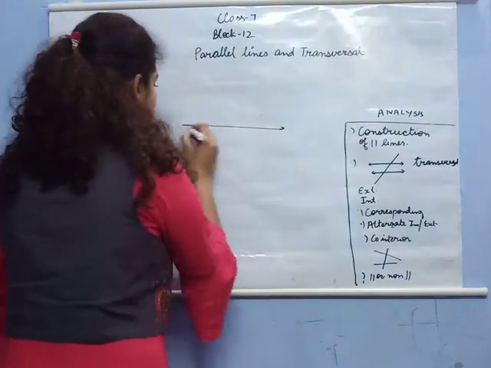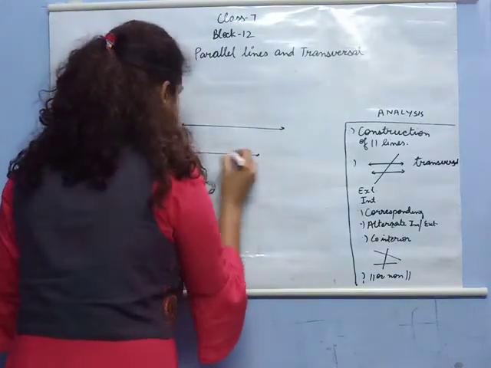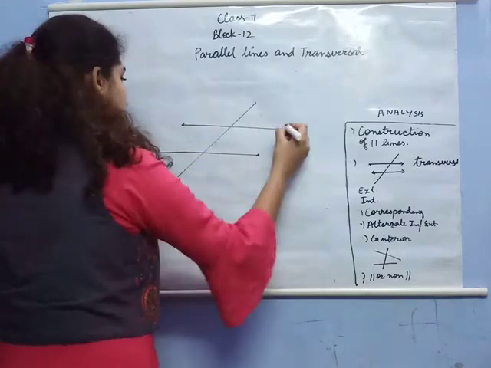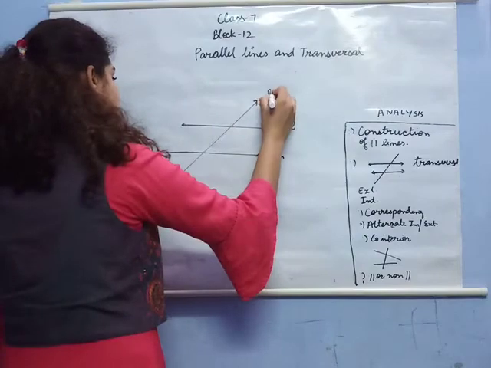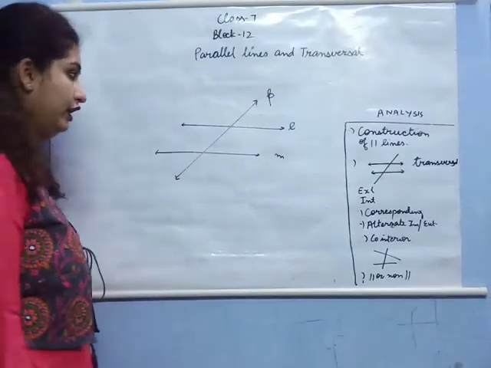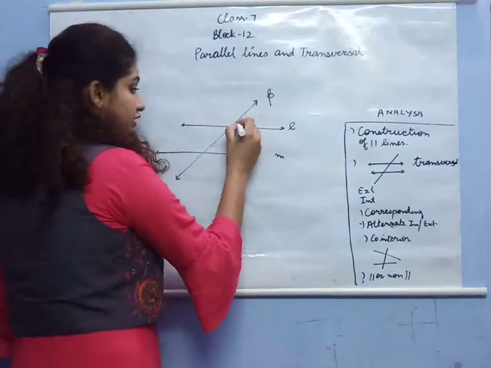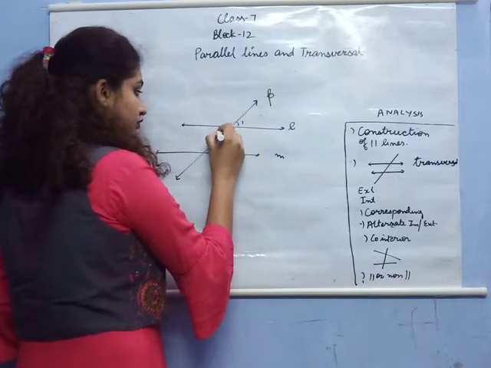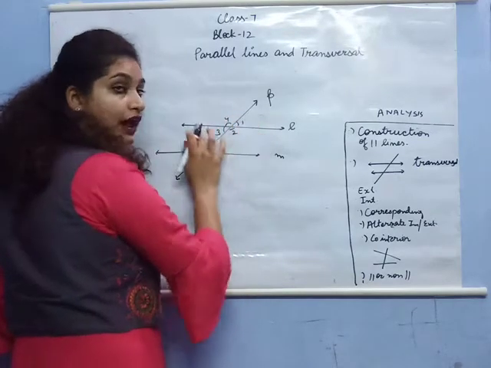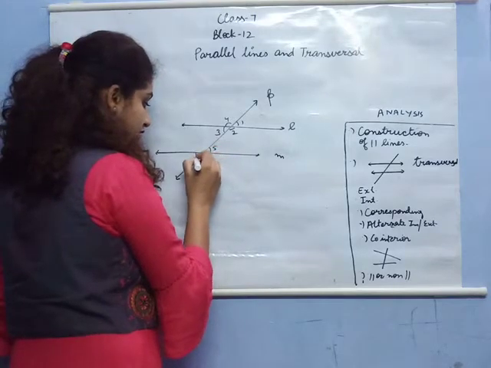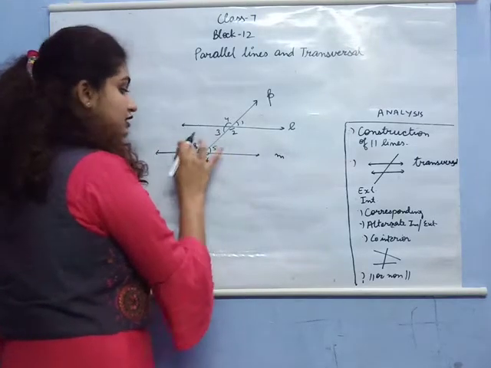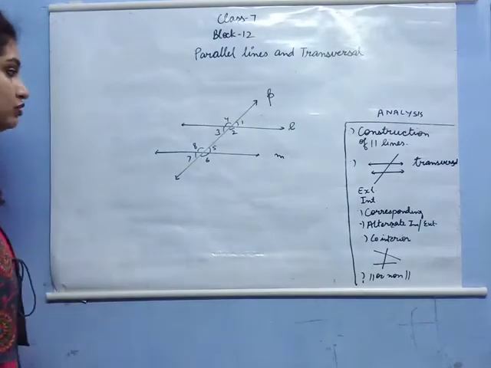They form some special angle pairs when these lines are parallel to each other. Suppose line P is a transversal line over here. I'll mention the names 1, 2, 3, 4. These are the 4 angles drawn at this point. 5, 6, 7, 8. These are the 4 angles which have been drawn over here.